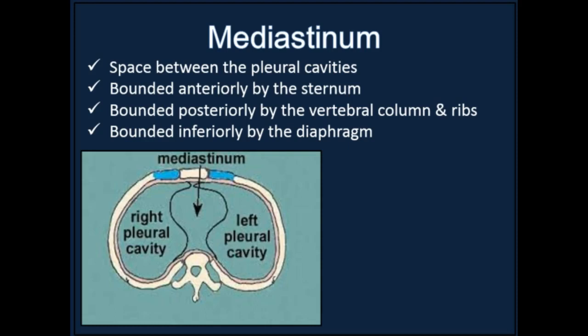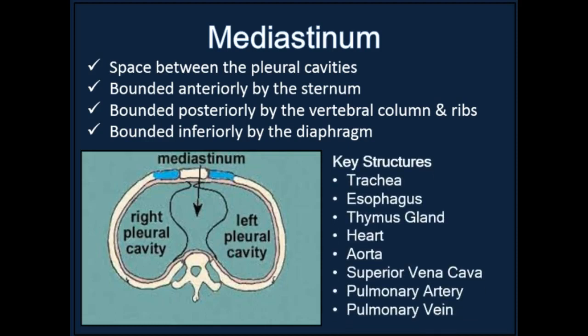Key structures within the mediastinum are the trachea, which is part of the respiratory system, the esophagus, which is part of the gastrointestinal tract, the thymus gland, which supports the endocrine system, the heart, and the great vessels, which include the aorta, the superior vena cava, the pulmonary artery, and the pulmonary vein. The great vessels are vessels that have a direct connection to the heart.